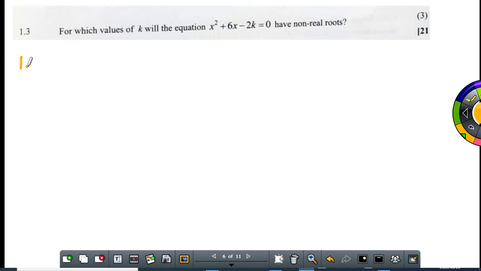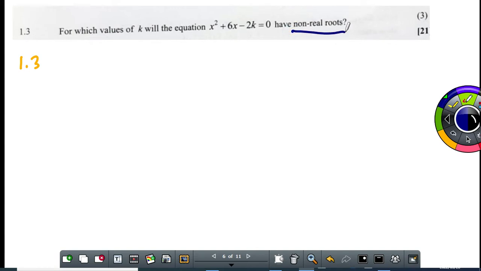All right, 1.3. Now, 1.3 is a question on nature of roots. How do I know? The question says, for which values of k will that equation have non-real roots? Because of this, it's a clue that the question is talking about nature of roots. Then, what do you know about nature of roots? We use the discriminant. Okay? To get non-real roots, the discriminant must be what?